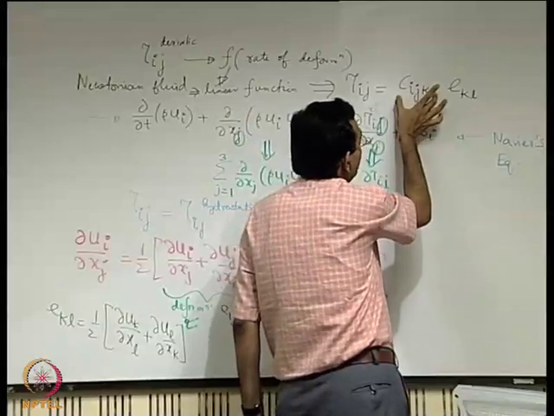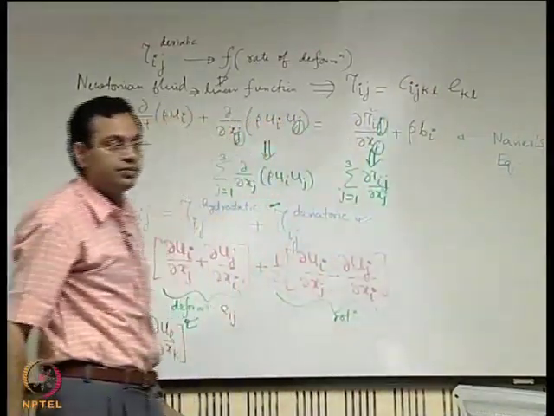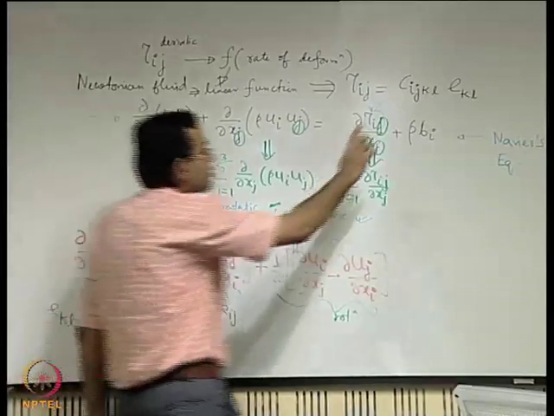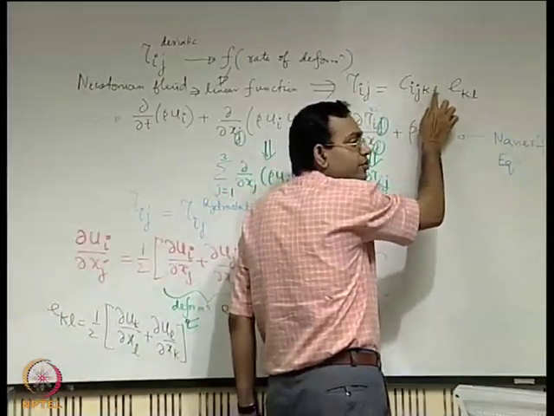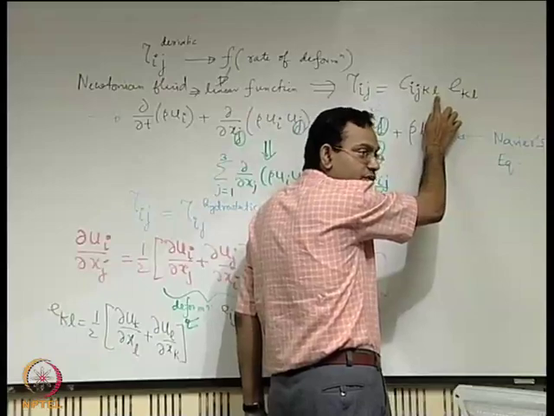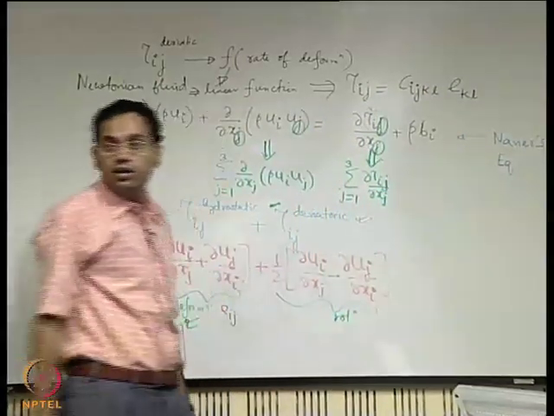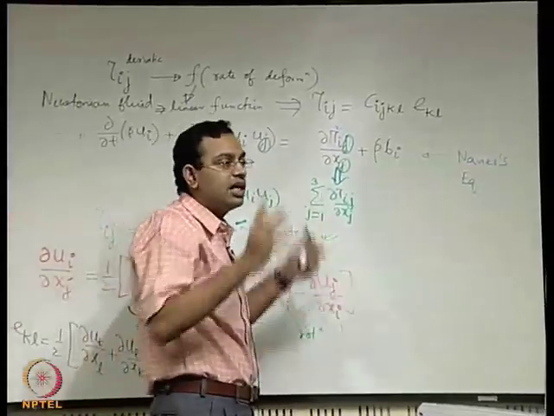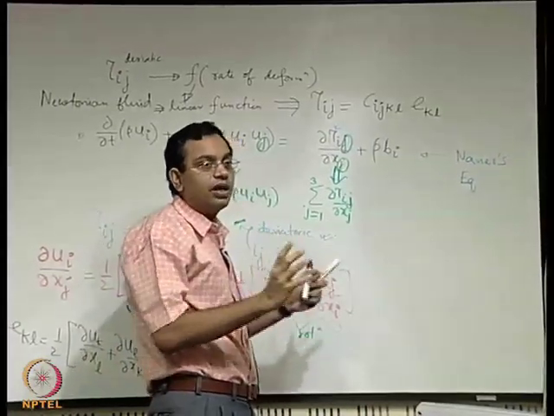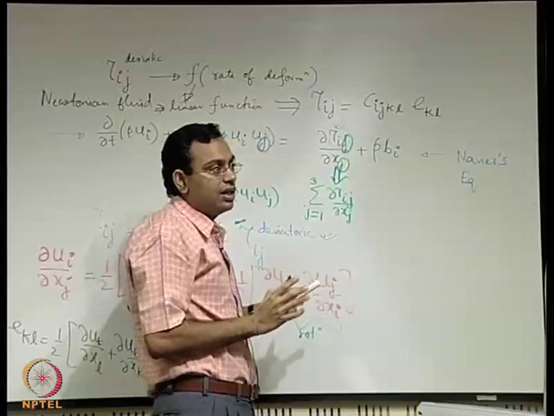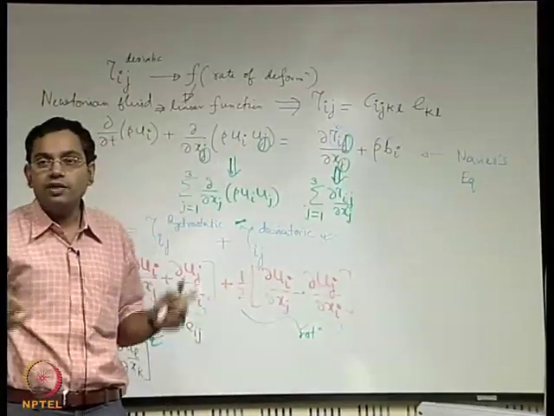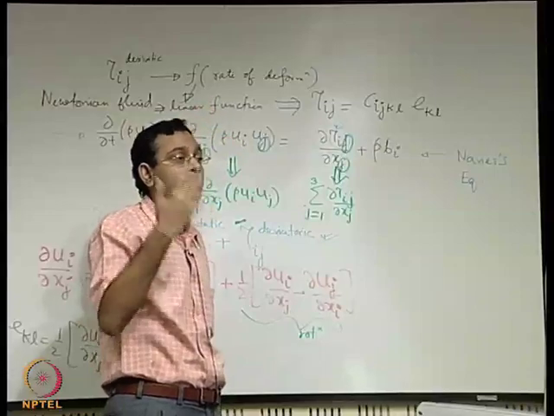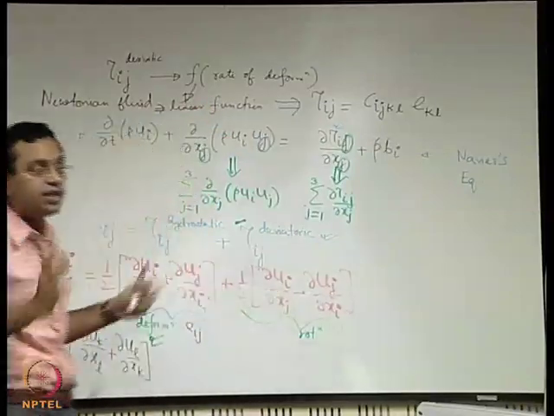So, how many combinations with C_ijkl are possible in the most general case? 3 into 3 into 3 into 3. 3 to the power 4. So, you could have 81 components of C_ijkl, and that is the most general constitutive behavior for a Newtonian fluid. That means, if it has no other special effect, then you would require 81 independent constants to specify its constitutive behavior. That is not, again, a very simple thing.